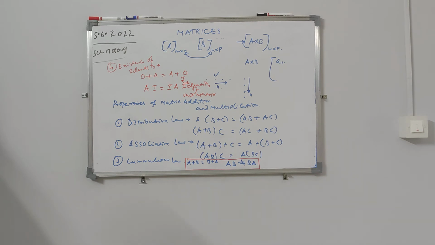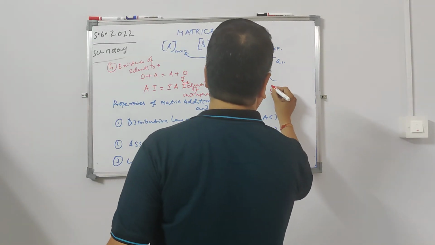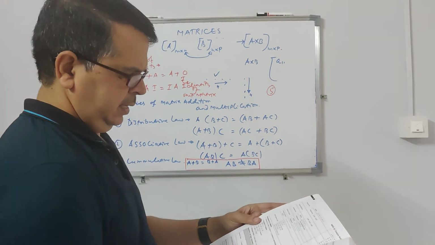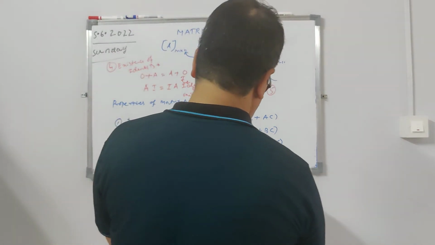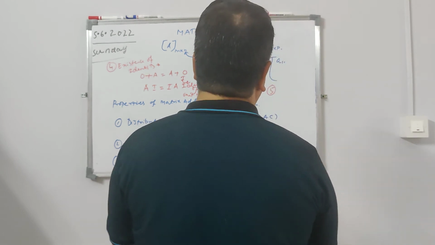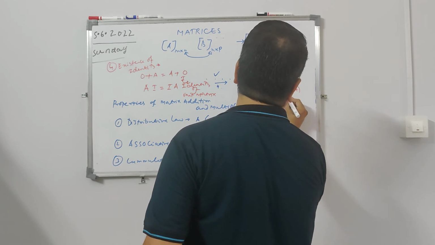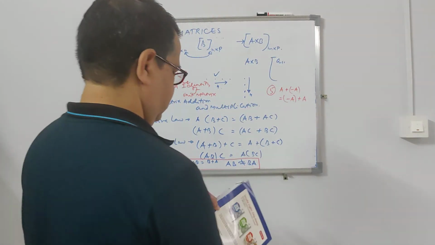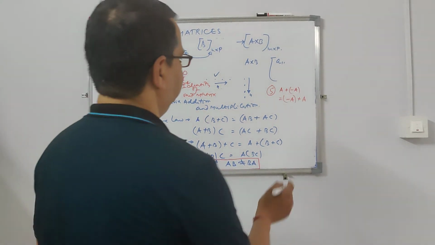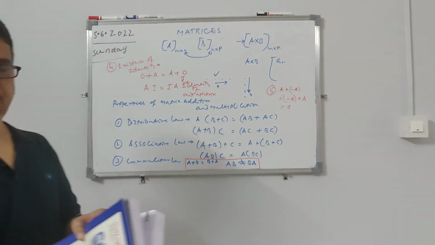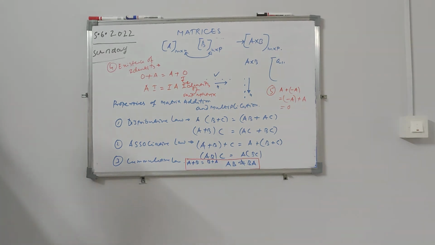Then, existence of additive inverse. So A plus minus A is equal to minus A plus A, which is equal to 0. This is the existence of the additive inverse. Minus A means you are just multiplying minus 1 into every element of that matrix, and if you add those, you will get a null matrix.